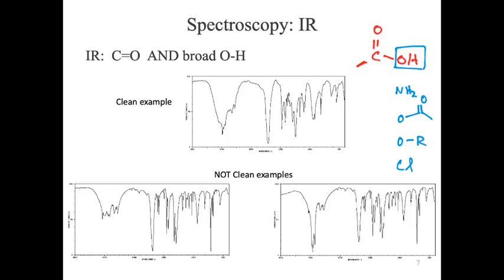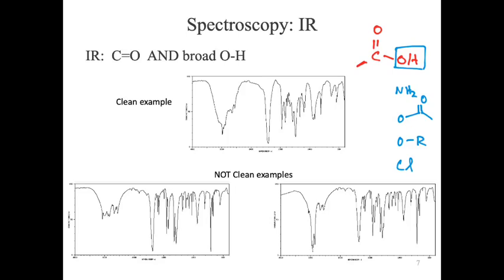Typically, instead, it looks like the bottom examples. And I would argue the lower right is probably the better example of it. It just looks not quite clean, it's broad. We're getting some weird stretching frequencies, like it just doesn't look right. The other one, it's big and broad. We're not really seeing a whole lot of CHs, but it's at least this big broad range. So if you have a carboxylic acid, those are pretty big red flags that you've got one from your IR. Make sense?